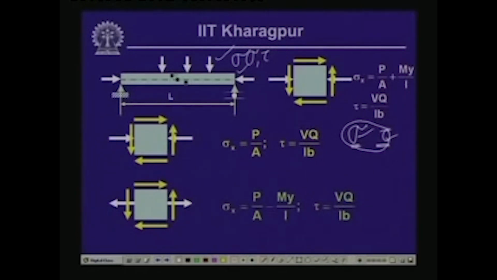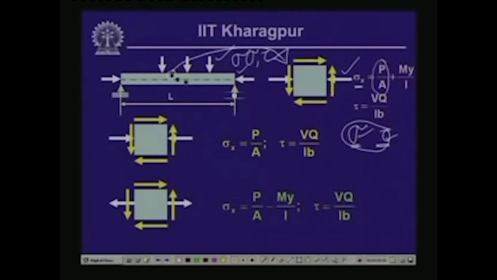Now, if we consider a small element in this particular zone, which is above the neutral axis but below the top surface of the beam, then the stress we can represent in this form. If we enlarge that particular part, we will have a compressive stress, which is the normal stress, and this normal stress is because of two actions.